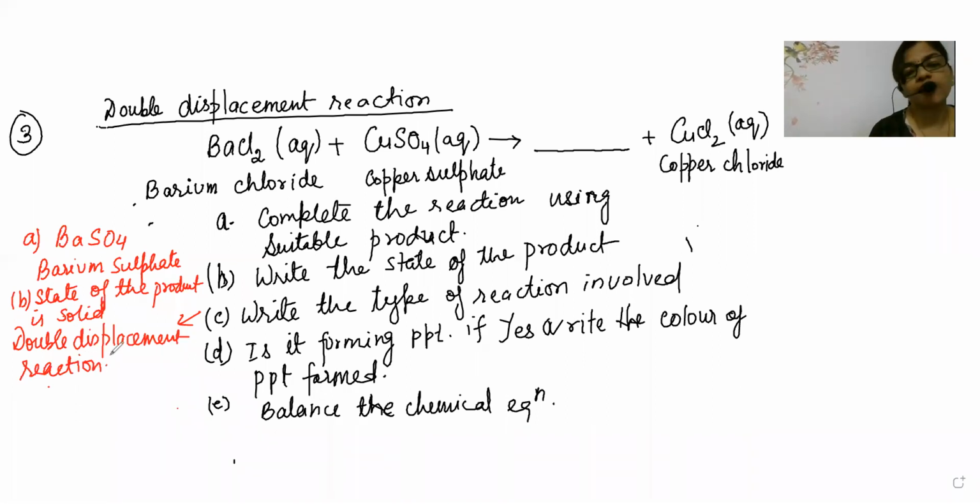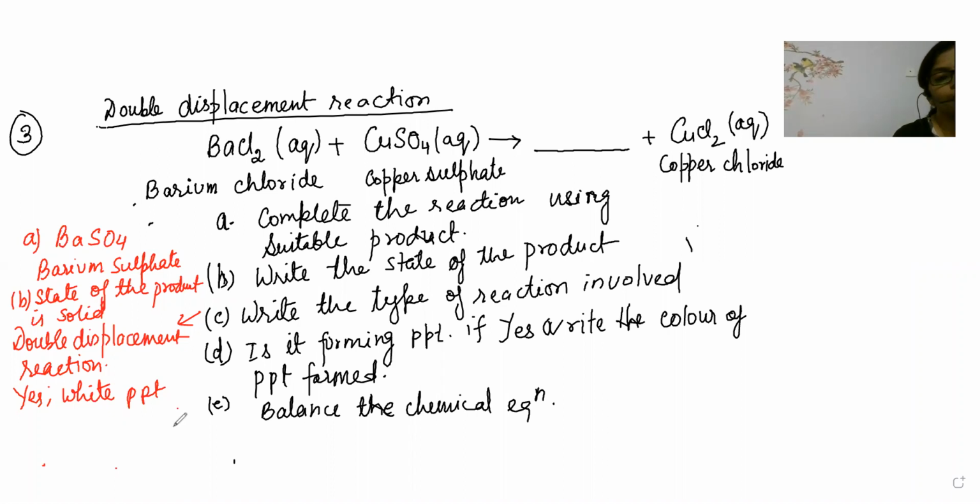Next question. Is it forming PPT? Yes, it is forming PPT. If yes, write the color: white PPT. Balance the chemical equation. Is there any need of balancing this chemical equation? You have to show now that it is balanced, so you have to write left hand side, right hand side. Okay, white PPT, correct. Balancing means you have to balance the same chemical equation.